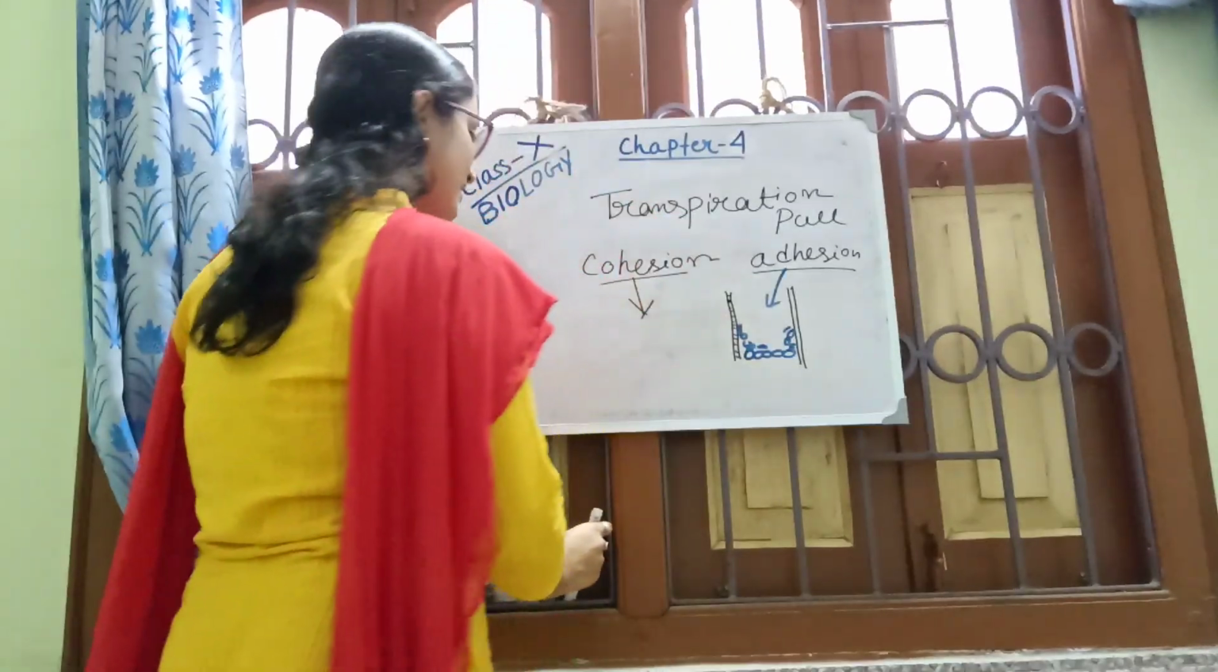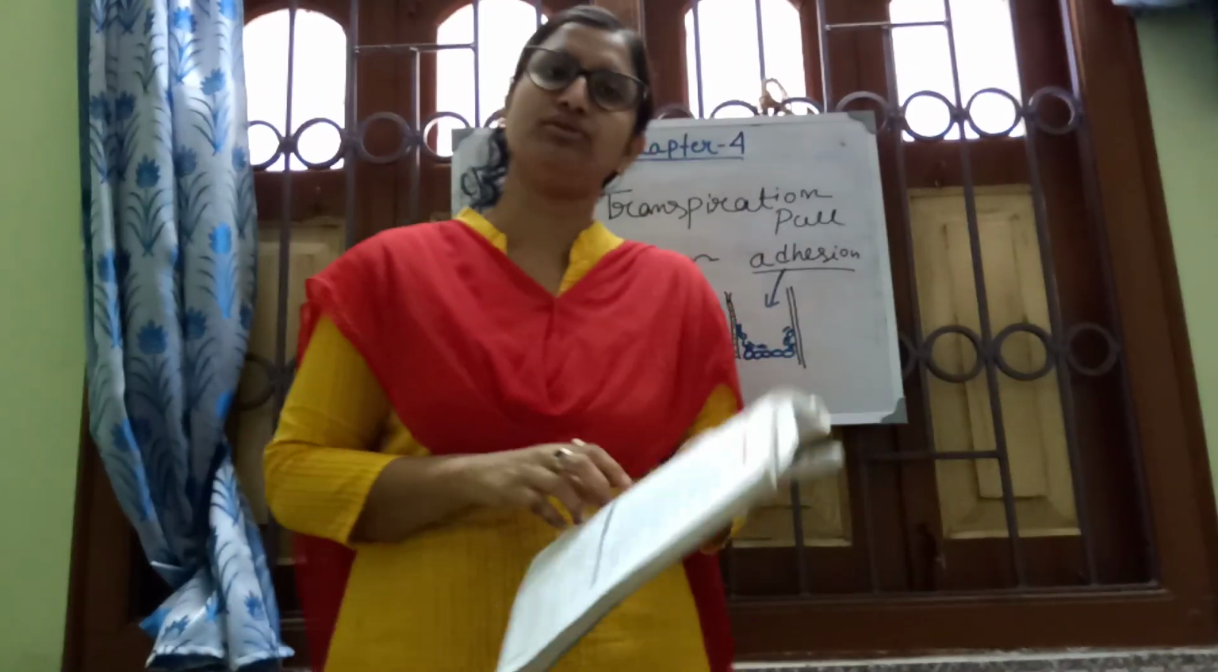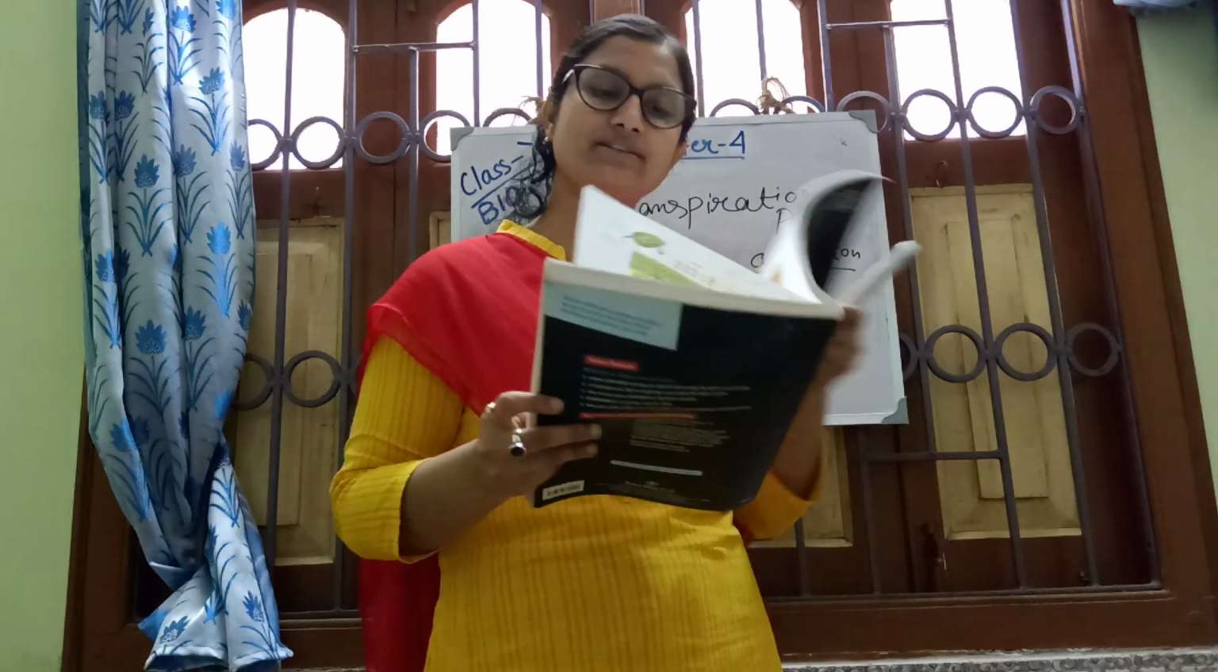Then what is known as transpiration pull? You know what transpiration is. Transpiration means loss of water through the stomata, the evaporation process actually. So the loss of water through the stomata is called transpiration. What is transpiration? It means the evaporation of water from the leaves and other aerial parts of the plant. This creates the transpiration pull.